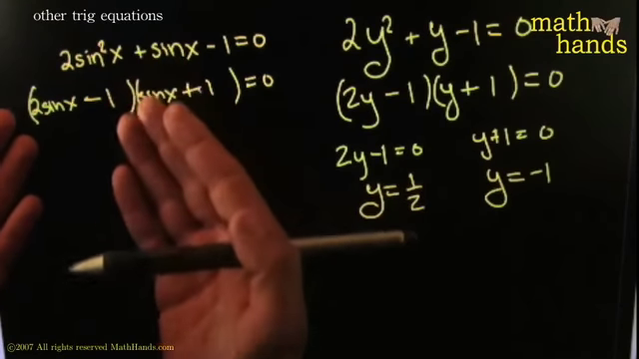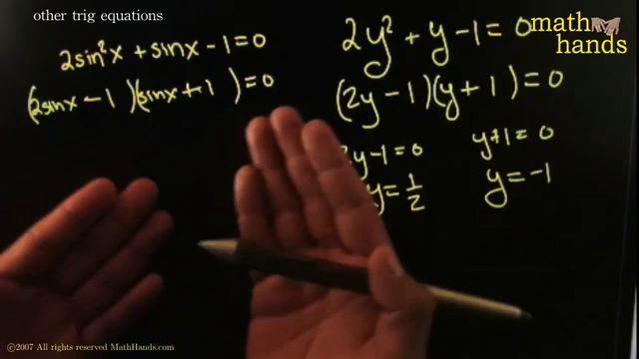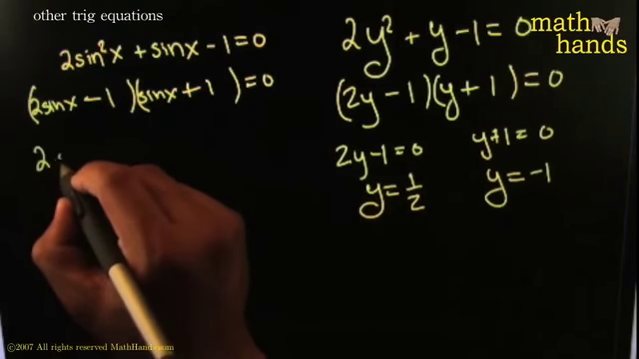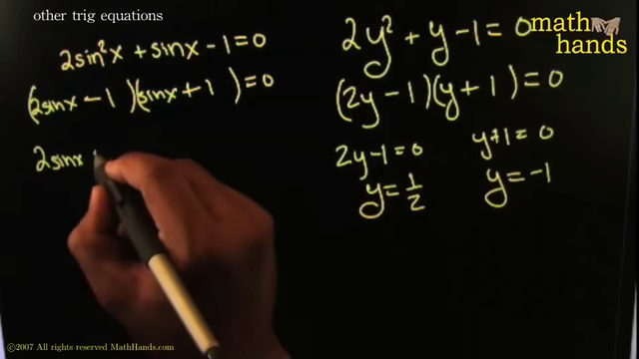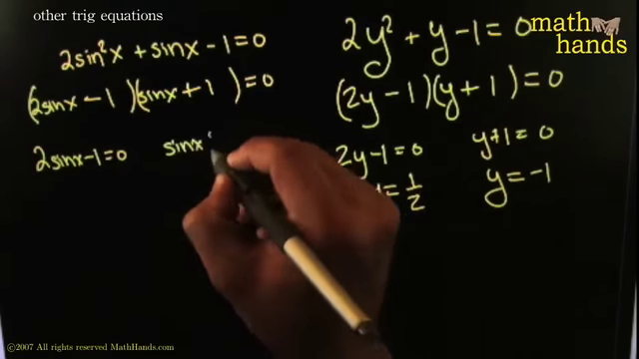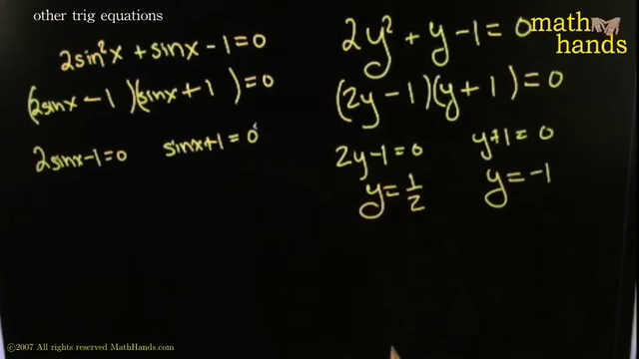There you turn it into a factored form: something times something equals 0. Then you can use the zero factor theorem to conclude that either 2 sine x minus 1 is equal to 0, or that sine x plus 1 is equal to 0.